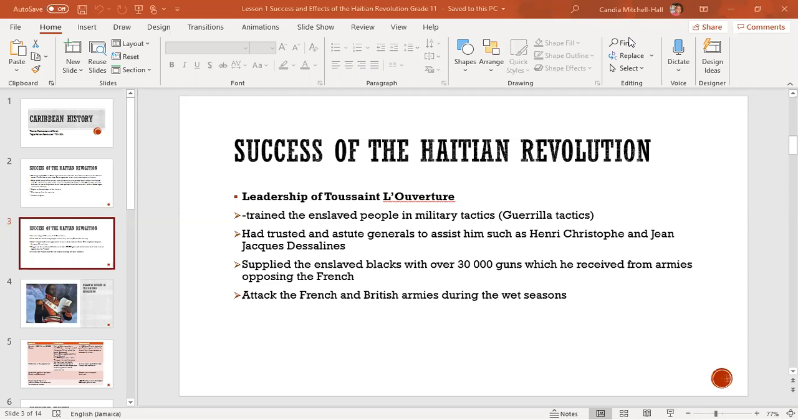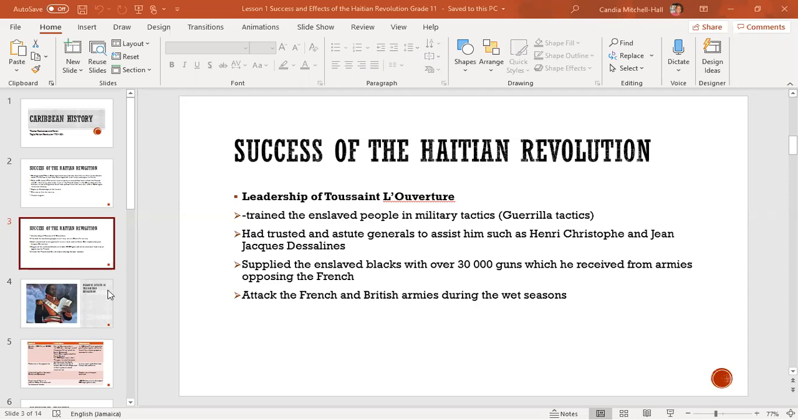And as a result of that, they knew that the whites were not immune to these diseases. So guess what? We are going to attack them during that time when the mosquito is out in full force, and that will infect them with the various diseases. So it was a very astute, very skillful leadership.